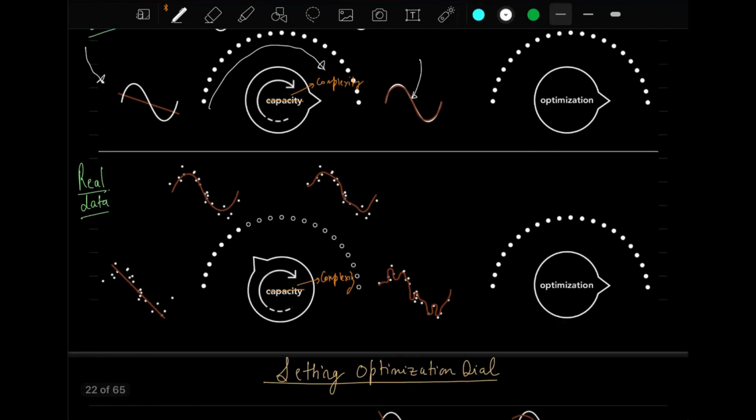Whereas in this case, if you have a real data, as it is indicated by fewer number of dots, and if you turn on the complexity dial from the left to right, again it will fit it properly. And please note that the optimization dial is set to the extremes. So any doubts still here?